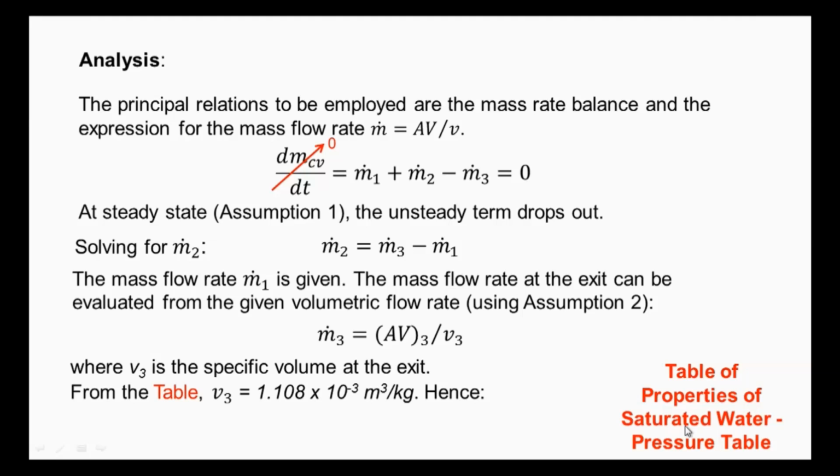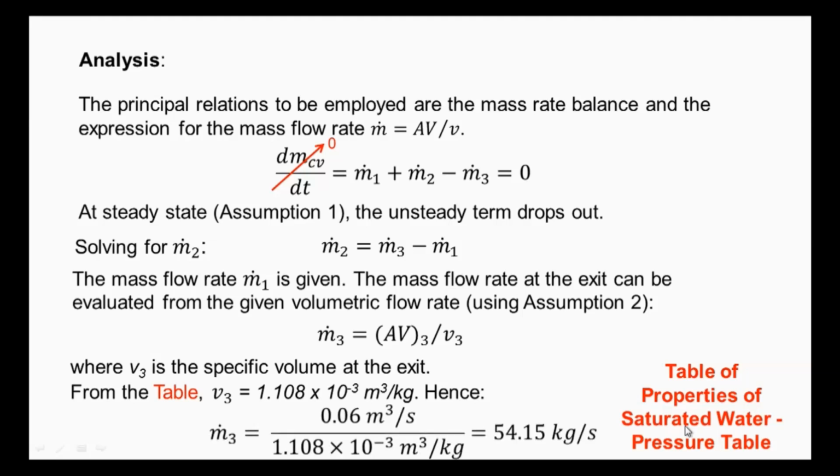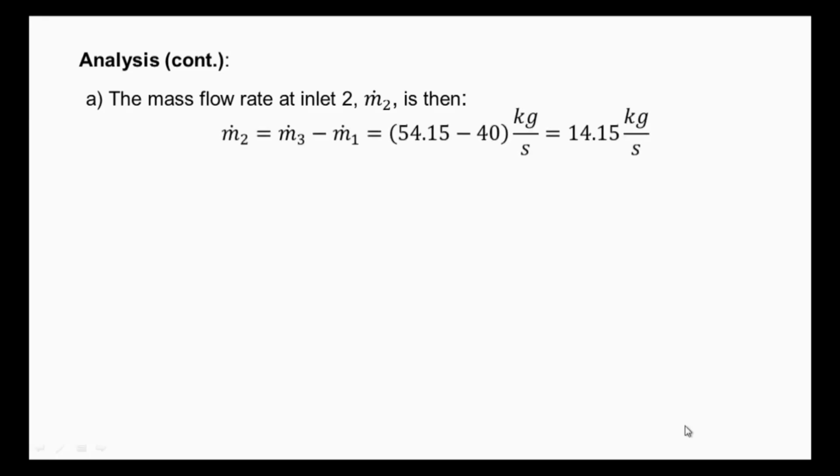Using the table of the properties of saturated water, you can look up the value of the specific volume at the exit, and substituting, we get the mass flow rate m3 dot at the exit is equal to 54.15 kilograms per second. The mass flow rate at inlet 2, m2 dot, is then given by the following expression, where m2 dot is equal to 14.15 kilograms per second, which is the first answer we are seeking.